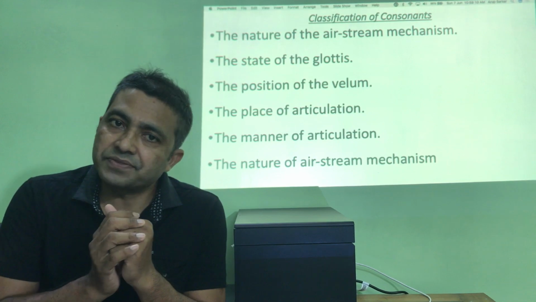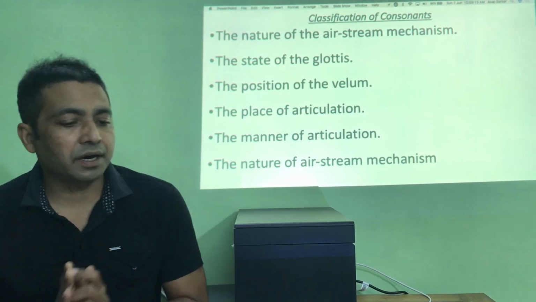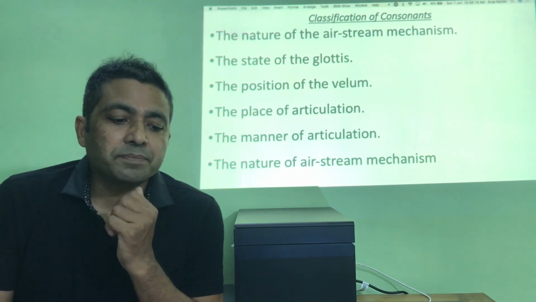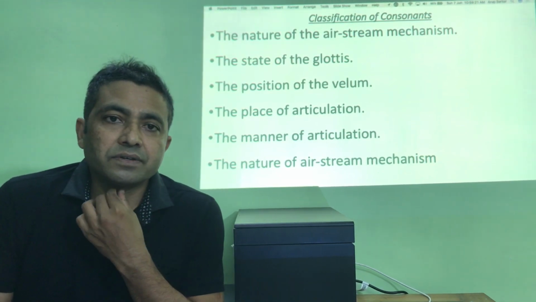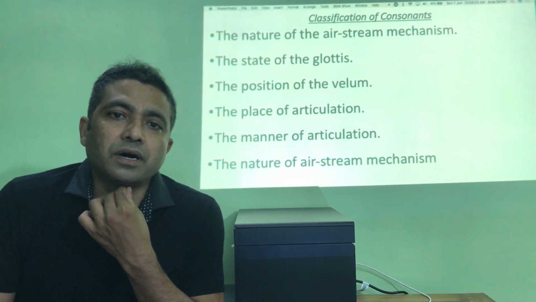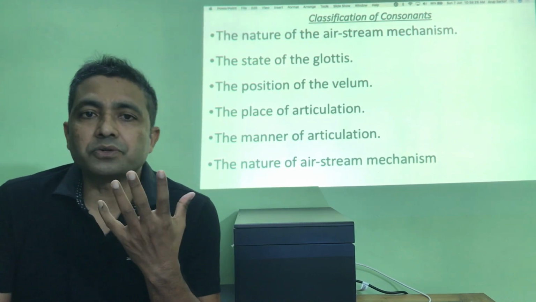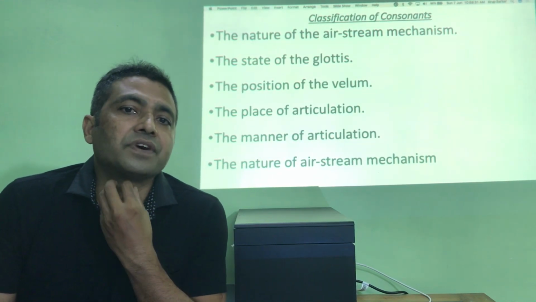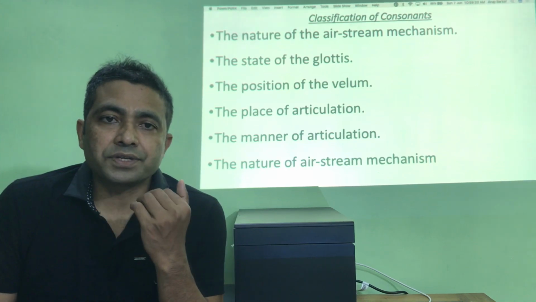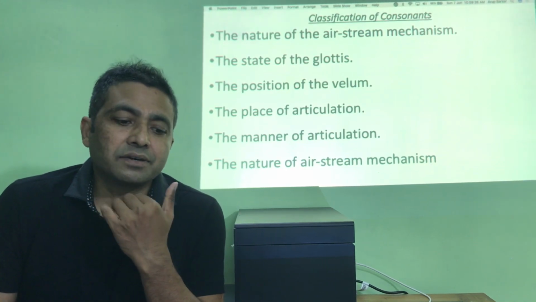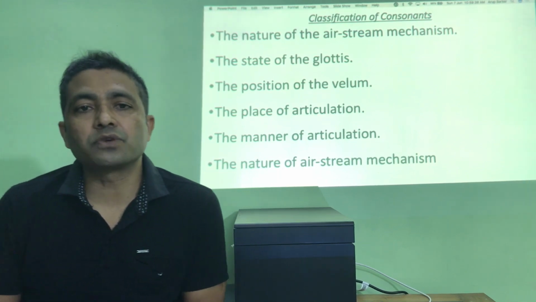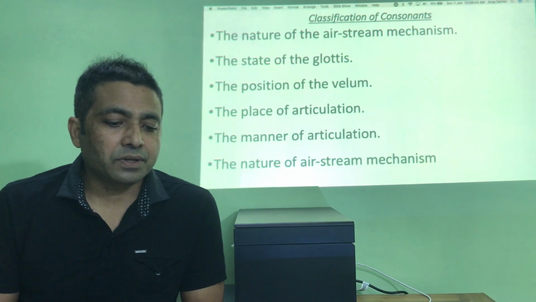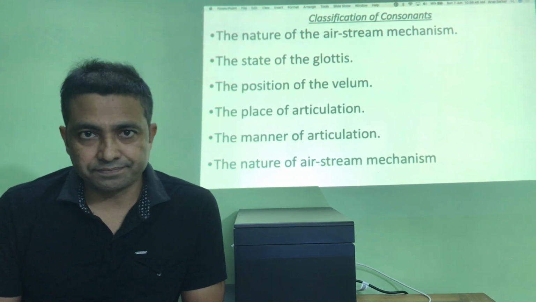Then the second description of each consonant concerns the position of the glottis inside the vocal cords. If the vocal cords are open and the sound comes out without vibration, then these are called voiceless consonants. And if it is narrowed down and there is voicing in the glottis, then these consonants will be called voiced consonants.